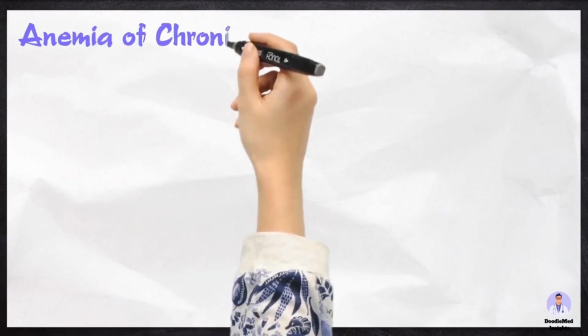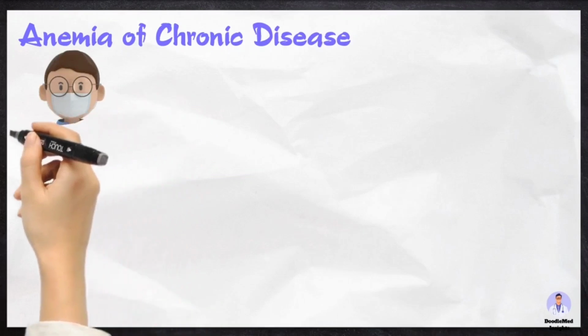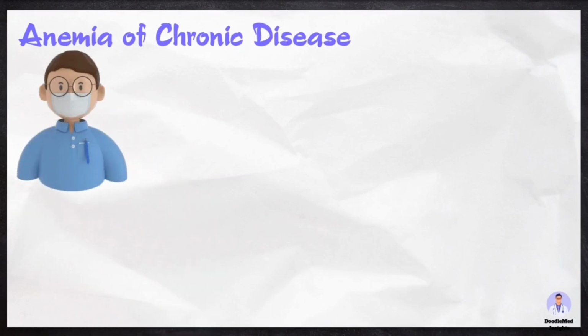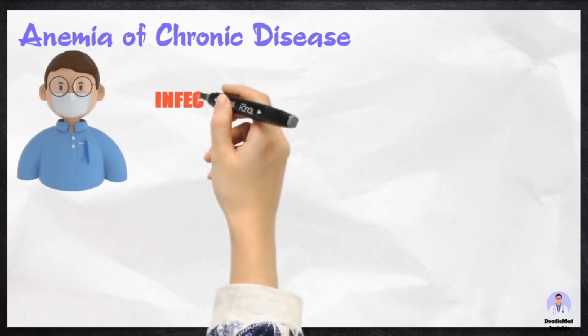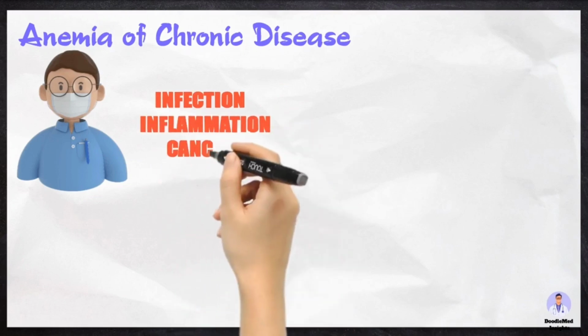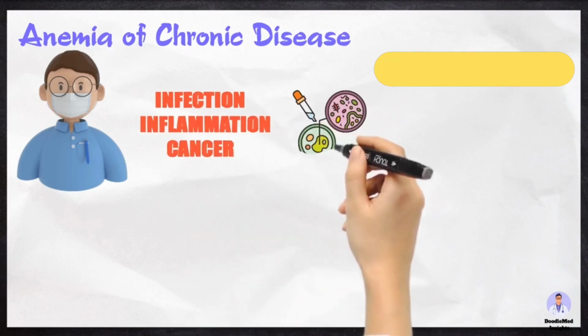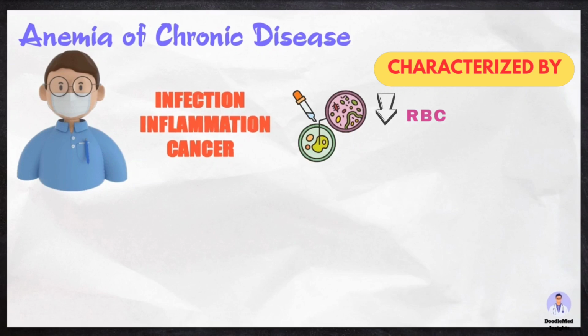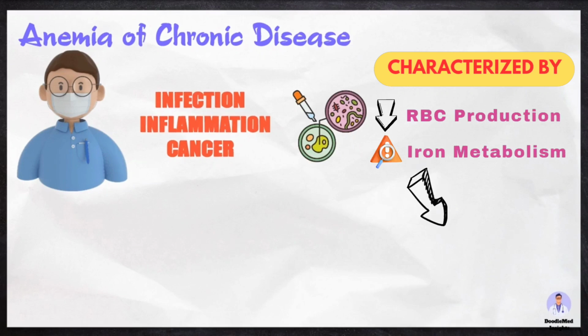Anemia of chronic disease is a type of anemia that occurs as a result of underlying chronic conditions, such as infections, inflammatory diseases, or cancers. It is characterized by decreased red blood cell production and impaired iron metabolism, often leading to low levels of hemoglobin and smaller red blood cells.